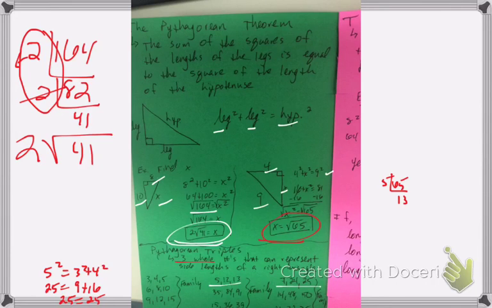Now, there are a bunch of triples out there, and therefore a bunch of families. 7, 24, 25 is another triple, and it has its own family members. 14, 48, 50 would be a member of the 7, 24, 25 family.